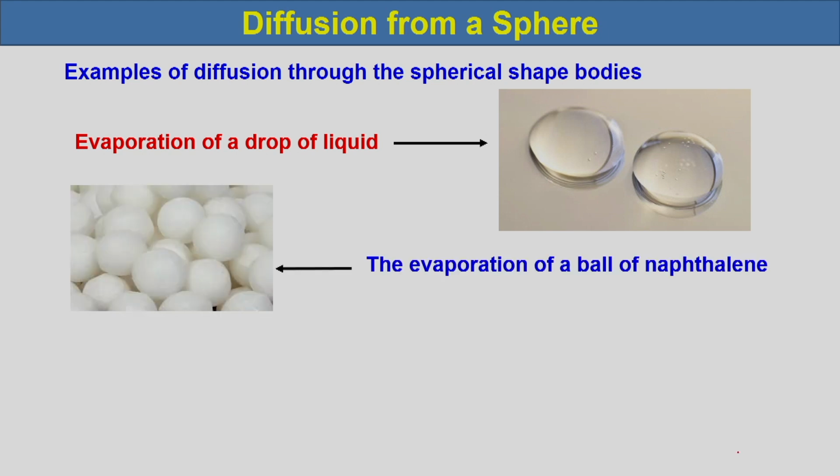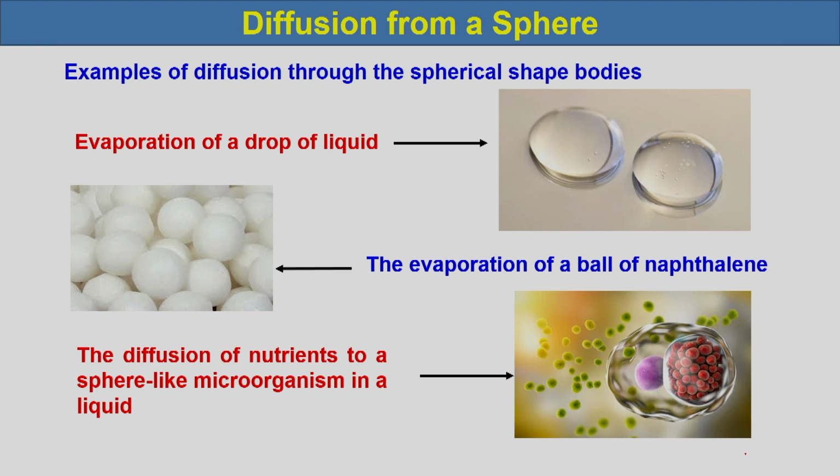Another example is the evaporation of a ball of naphthalene. If we keep a spherical naphthalene ball in the air, then it will diffuse and slowly its diameter will decrease, because the naphthalene will diffuse into the air. The third example is the diffusion of nutrient to a spherical microorganism in a liquid.